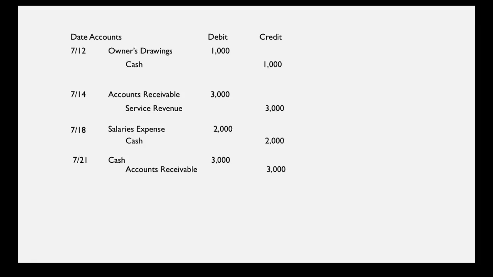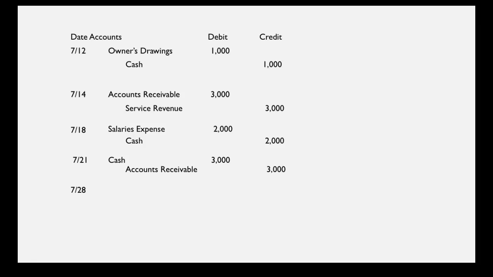And we also have to show that our accounts receivable is decreasing by 3,000. We do this because our customer no longer owes us this money. Our customer paid us back, and so we have to show on our books that our accounts receivable is going down.